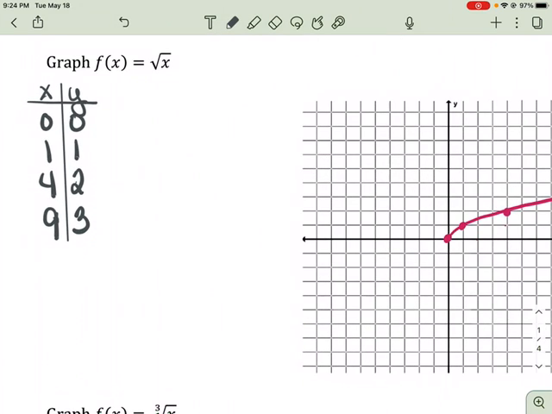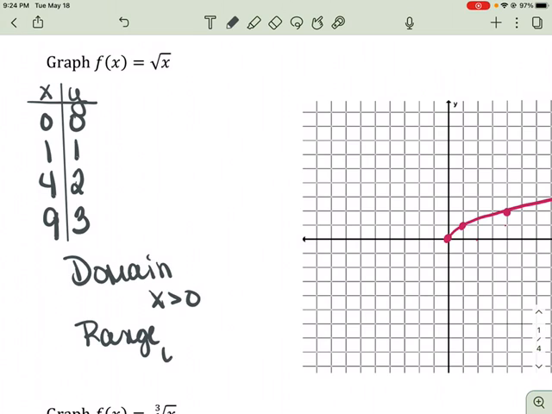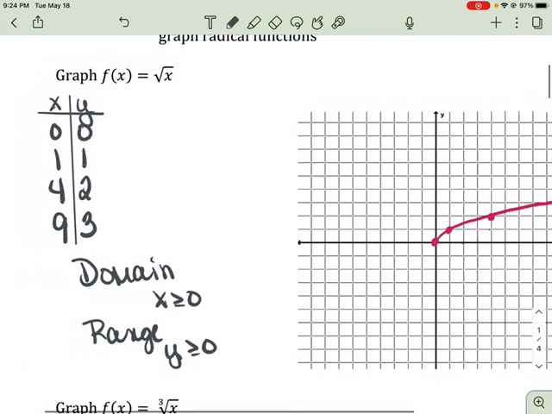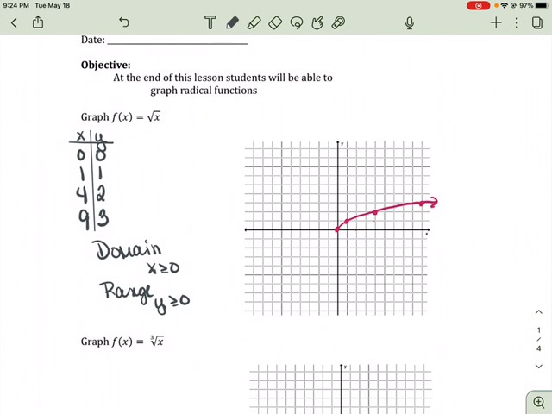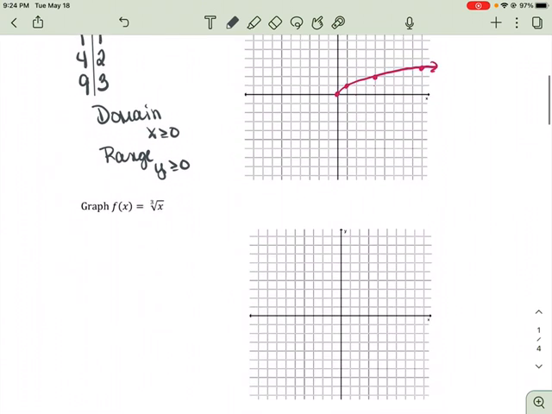So the thing about square roots is that in the graph we have to start at 0. Our domain is greater than or equal to 0. And the same with the range, greater than or equal to 0. Now that's for the basic graph. This has no changes. This is the square root of x. That's what the graph looks like.